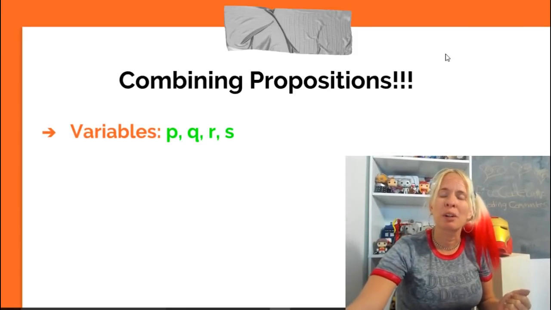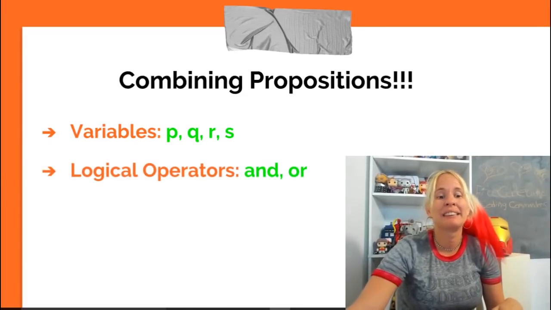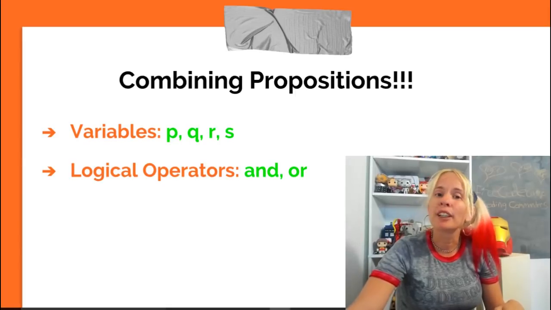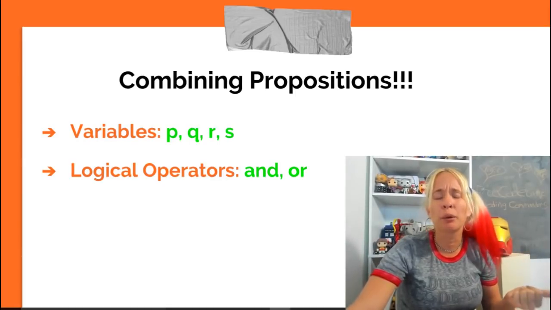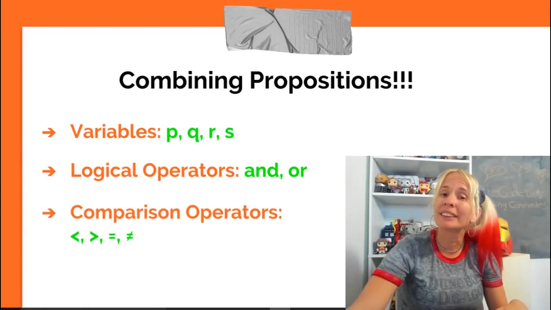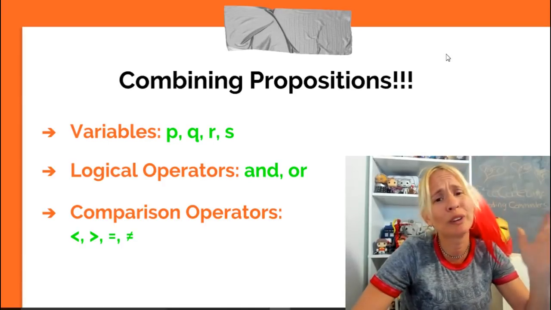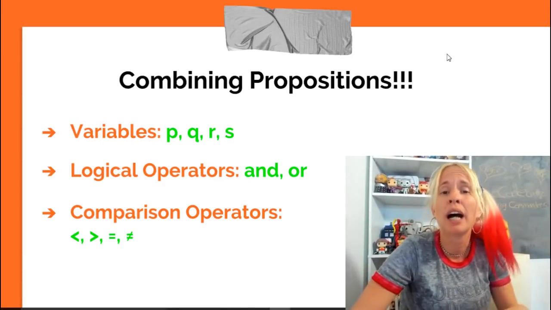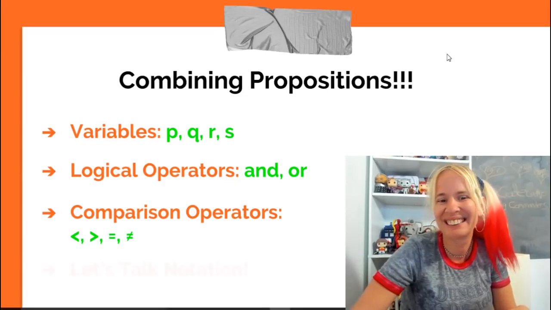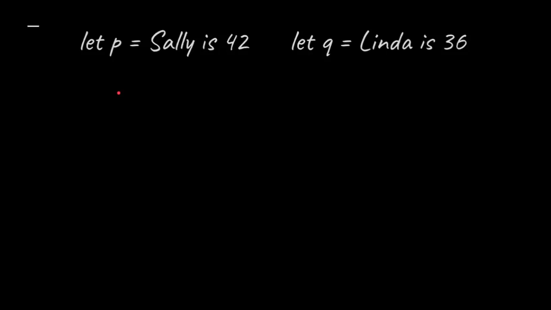In order to do so, we're going to use variables such as p, q, r, s, x, y, z. We're going to use logical operators, things like and, or. We're going to learn some others. And we're also going to use comparison operators like less than, greater than, equal to, not equal to, less than or equal to. We'll go over some of those as well. Now let's talk notation. Okay, let's look at an example. We're going to start with two statements, P and Q.